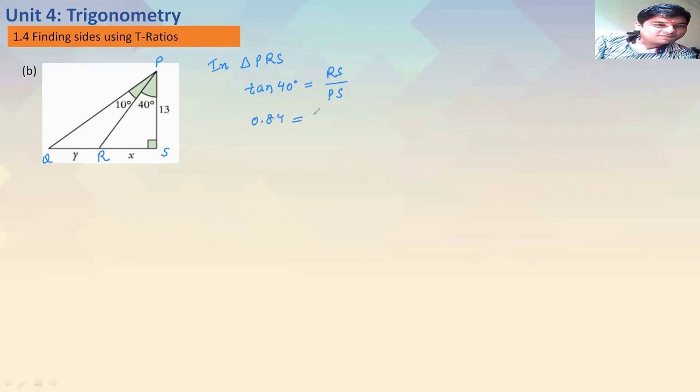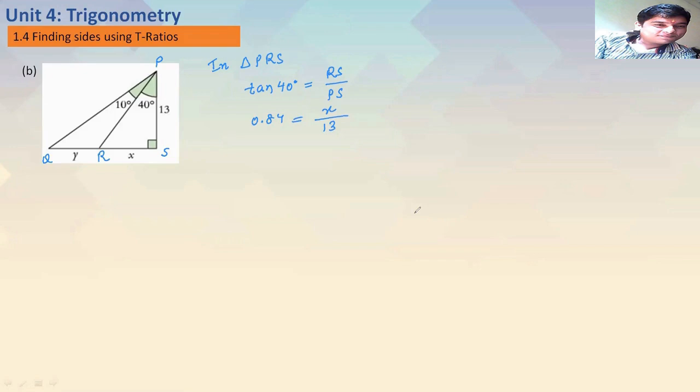Okay, I'm trusting you again. I'm not finding it out. So RS is X over PS, which is 13. So X is equal to 10.91. Okay, tell me, Prableen, we discussed how to solve equations. How are you finding out X here in this situation? What are you doing?